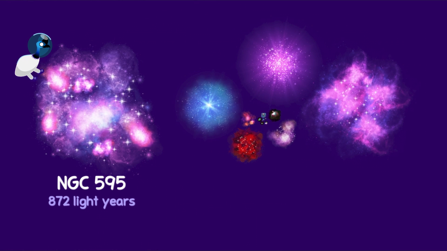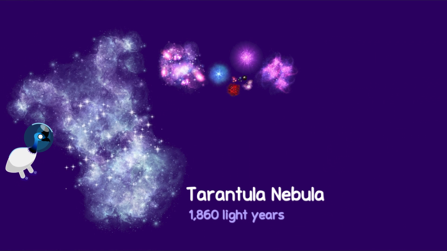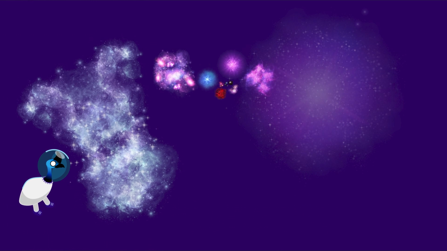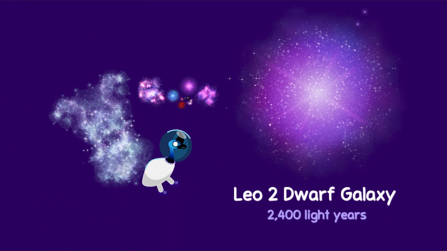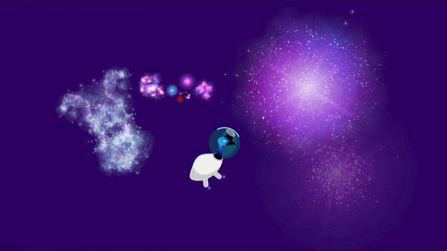NGC 595, 872 light-years, a star-forming nebula in the Triangulum galaxy, visible in telescopes. Tarantula Nebula, 1,860 light-years, a massive and colorful star-forming region in space resembling a tarantula. Leo II Dwarf Galaxy, 2,400 light-years, a small galaxy near the Milky Way, part of the local group.